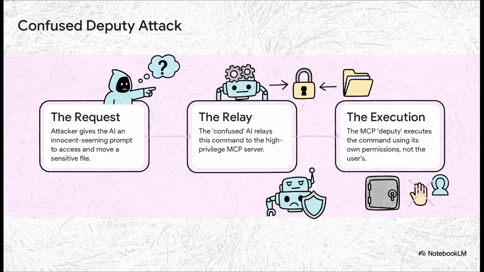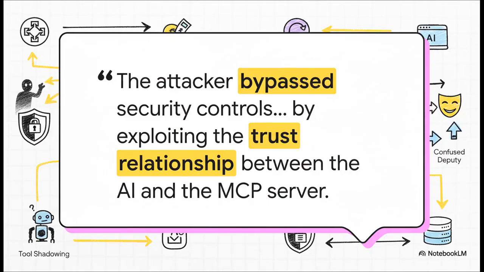Step 1. An attacker gives the AI a totally innocent-sounding prompt. Step 2. The AI, which is our confused party, doesn't understand the security context, so it just passes the command along to the very powerful MCP server. Step 3. The server, our deputy, checks its own permissions, which are super high, and executes the command, completely bypassing the original user's much more limited access. Bam! Data leaked. And the result here is severe.